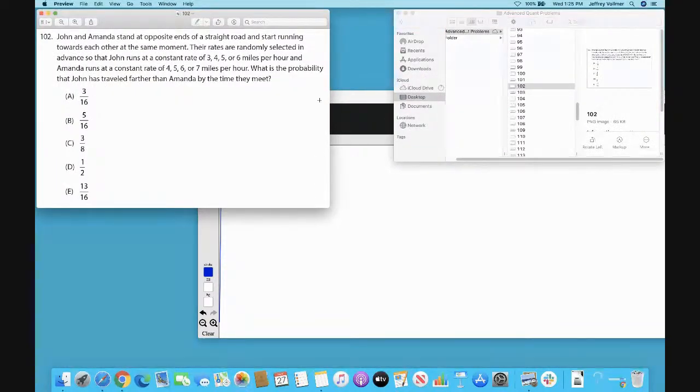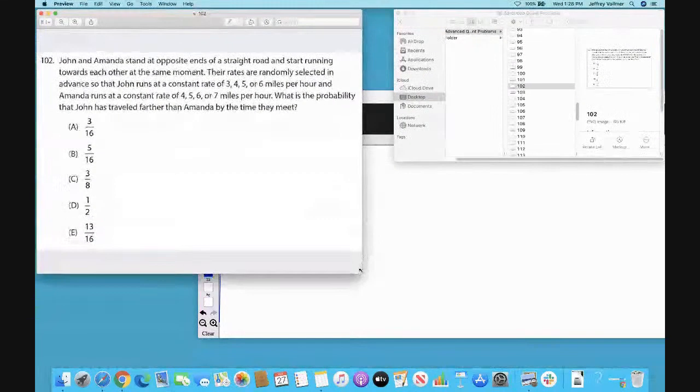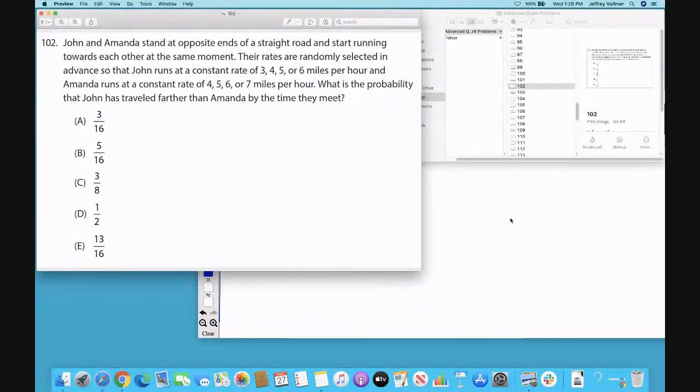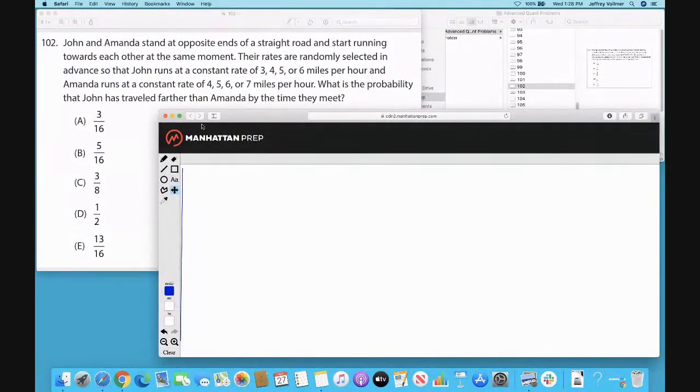All right. Oh God, this one looks like a problem because it's so long. Hopefully you can read that. Opposite ends of the straight road start running towards each other, J and A. The rates are randomly selected. So J runs 3, 4, 5, or 6. A runs 4, 5, 6, or 7. What's the probability John has traveled further? So what's the probability that John's speed is faster than Amanda's?